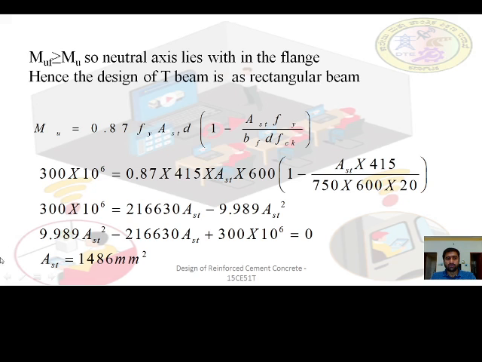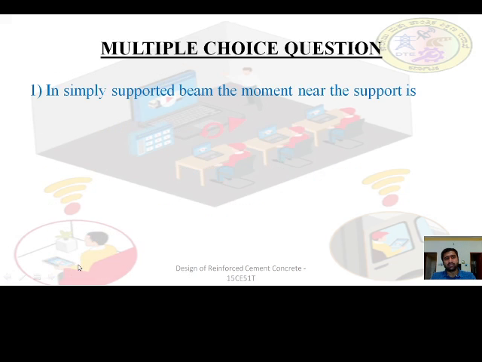Okay, so we calculated the area of the steel required in the problem. Now we have come to the multiple choice questions. Solving problems is over. The main thing is, in order to refresh the course, this will be helpful. So you can read the question: in a simply supported beam, the moment near the support. What will be the moment near the support in a simply supported beam? We are told in the theory, actually, let's see the options.